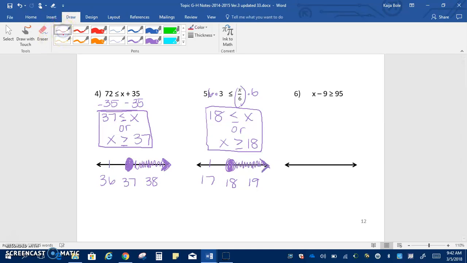Okay, for this last one here, I want you to try this one on your own with the graph. Alright, and then we will go over it in class tomorrow. So go ahead and try number 6, and then we'll go over the answer together.